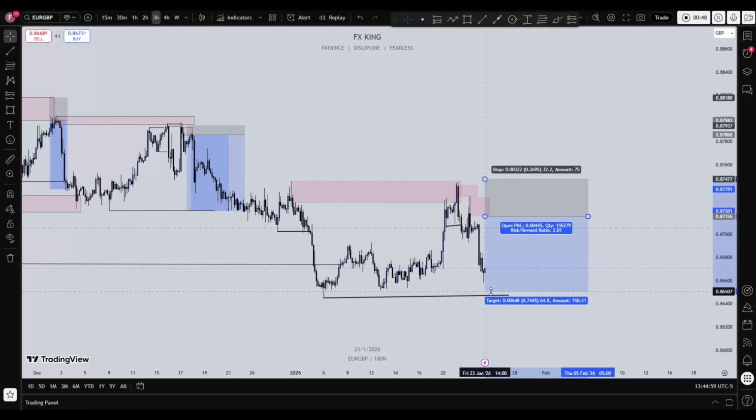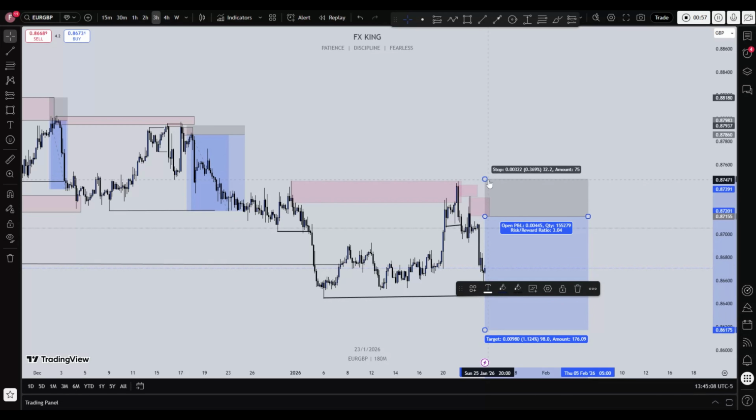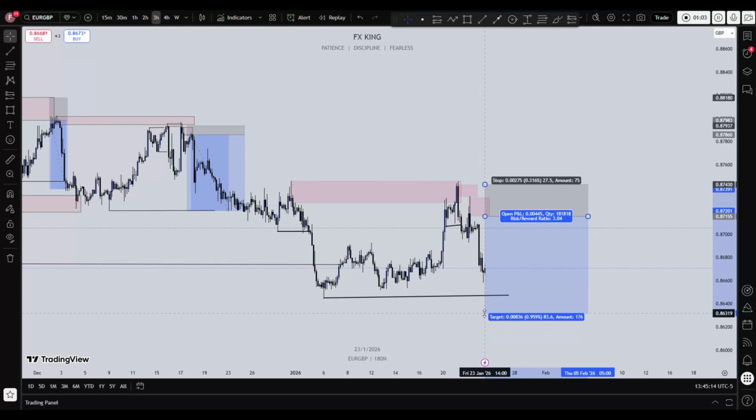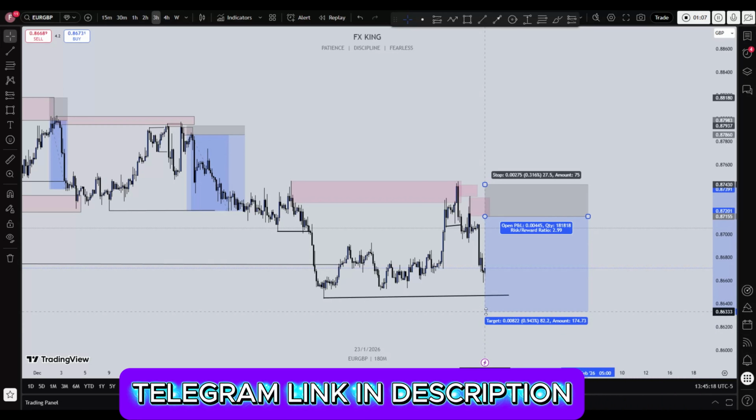And just say that is 1 is to 2 point something, then you can extend it to 1 is to 3. I don't take positions that are less than 1 is to 3. Or you can arrange our stop loss a little bit above this zone and arrange our TP to 1 is to 3, right? Just a little bit below this low.